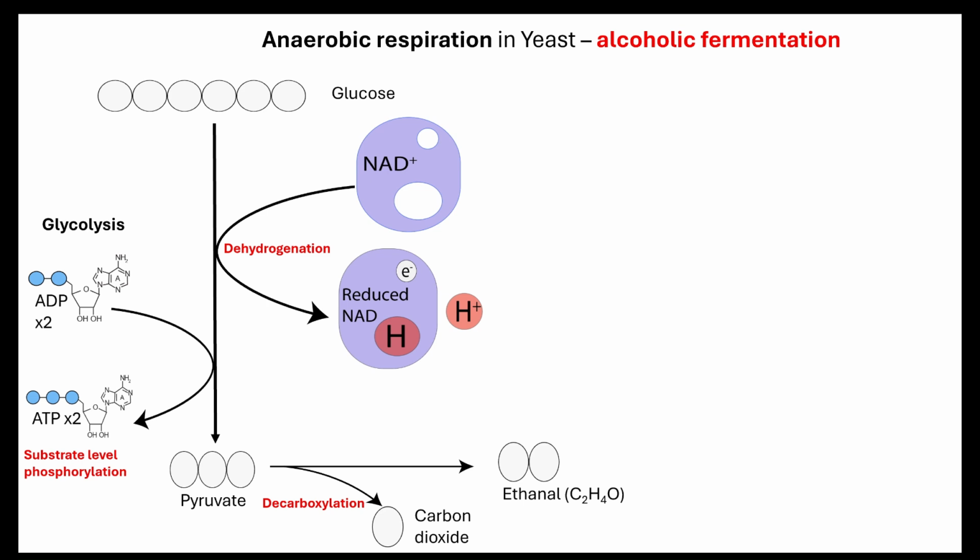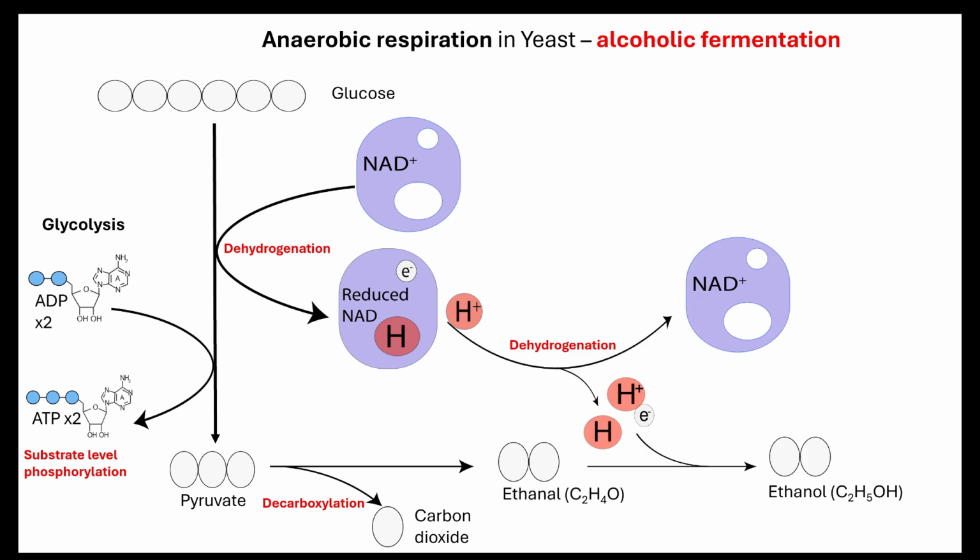So what we need to do is convert our ethanal into ethanol, and we do that through the process of dehydrogenation. So we are removing the hydrogens and electrons from the reduced coenzyme NAD so that we are still able to yield our 2 ATP molecules. But what can happen is we are regenerating NAD so that NAD can go back and glycolysis can continue. So more ATP molecules can actually be produced.